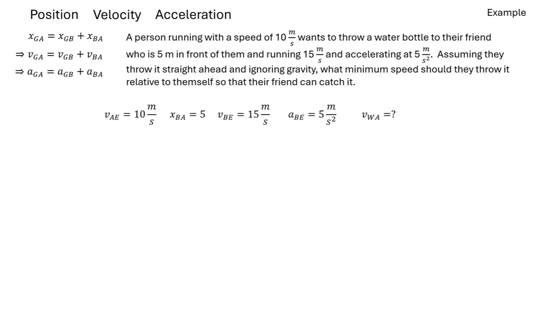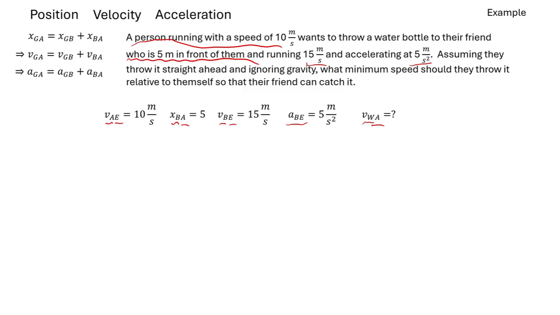Let's see what they give in this problem. In this problem, they give us the velocity of object A with respect to the Earth. That's person A. They're running at 10 meters per second. The problem also gives us the position of person B relative to person A. They say that person B is 5 meters in front of them. That's the position of person B relative to person A. They also give us the velocity of person B relative to the Earth. That's our 15 meters per second. And they give us the acceleration of person B relative to the Earth. And this is what the problem wants to know. What's the velocity of the water bottle relative to person A?